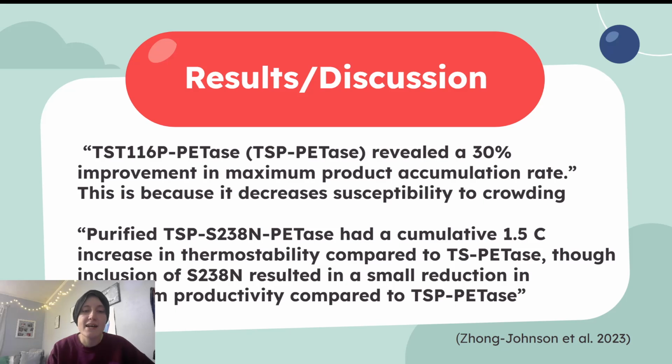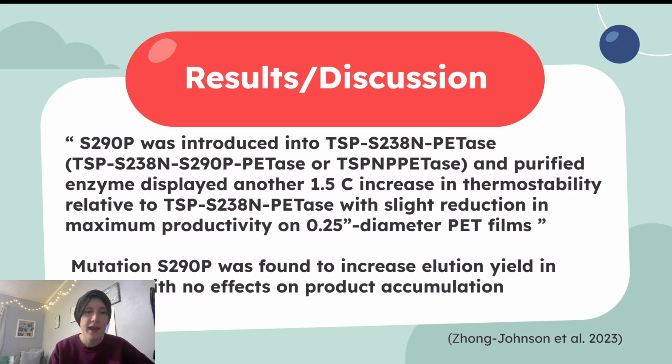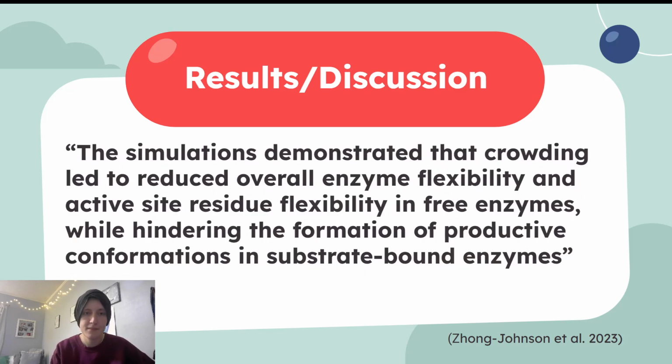Then they took a look at the TSP S238, and they found that that one had a cumulative 1.5 degrees Celsius increase in thermostability, and that this resulted in a small reduction in maximum productivity. So there's kind of a pro and a con there. They saw that it could work in higher temperatures, it was more thermostable, but they also found that it was slightly less productive compared to the not modified version. And then finally, S290 was introduced, and this displayed another 1.5 degrees Celsius increase in thermostability, with slight reductions in maximum productivity, and this mutation was also found to increase elution yields. And so because it increased elution yields, it was something that was overall beneficial, and researchers were like, this was a good overall change.